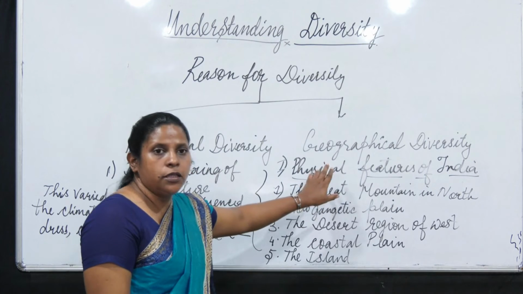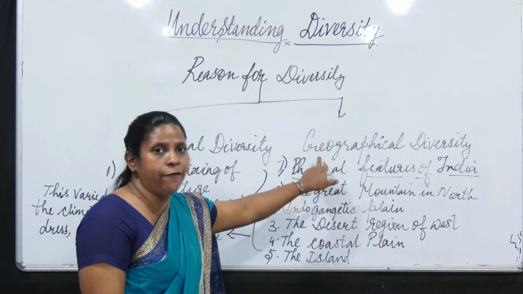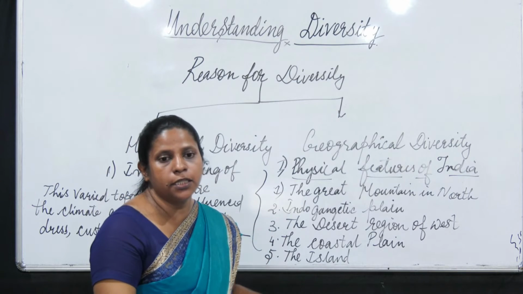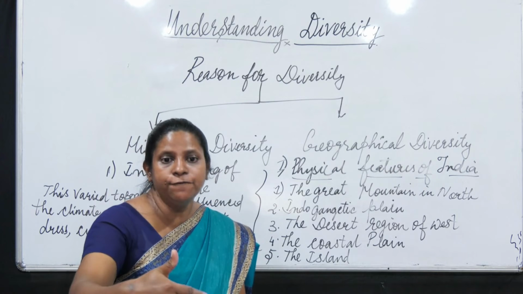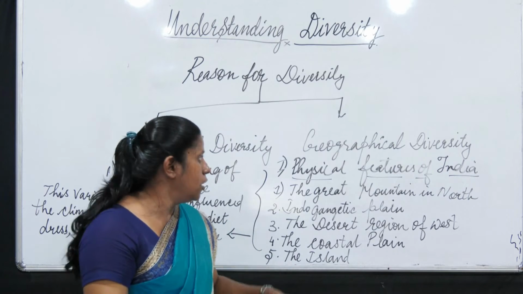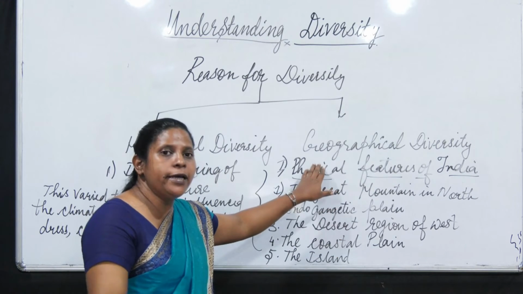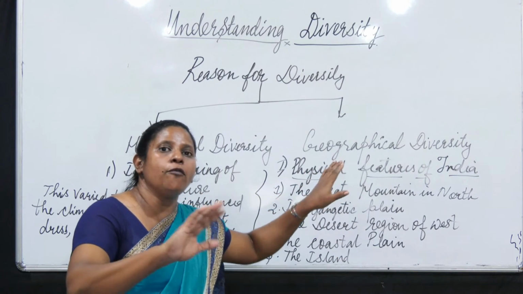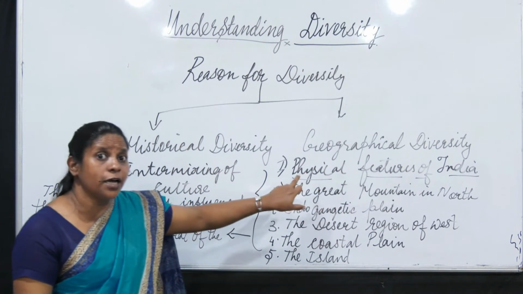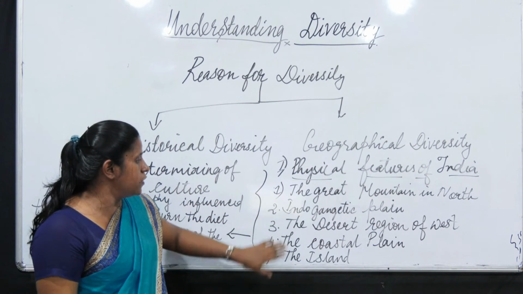Okay, children. Now we talk about the geographical diversity. Here, the geographical factors affect how the people adapt their lives to the geographical area in which they live. I already told you that India is diverse and it has a diverse geography. So here we can see the physical features of India. It has 5 physical features.